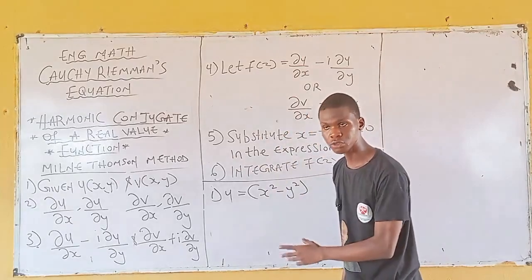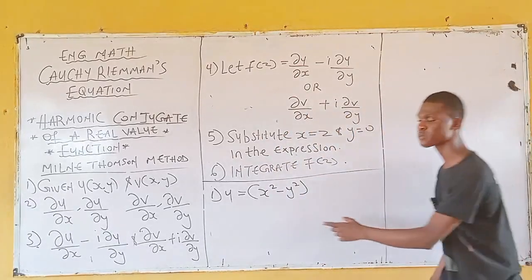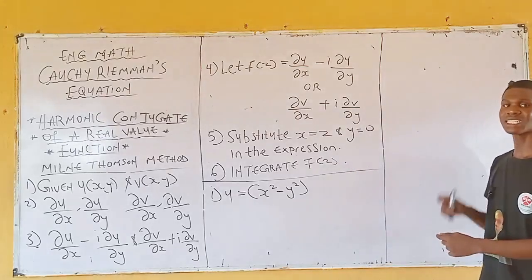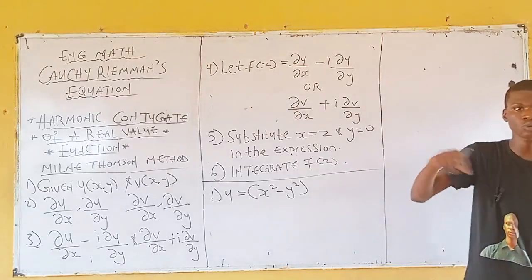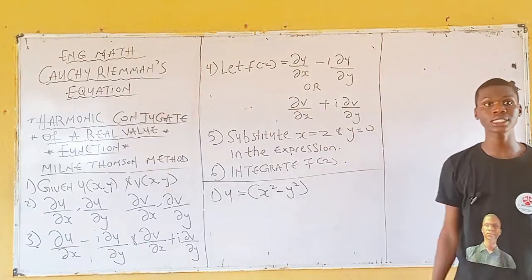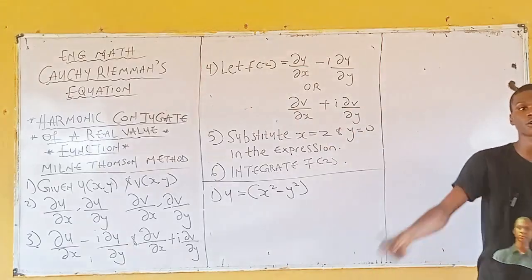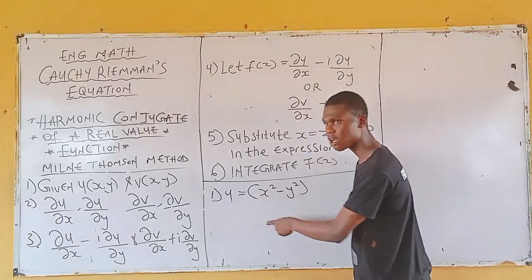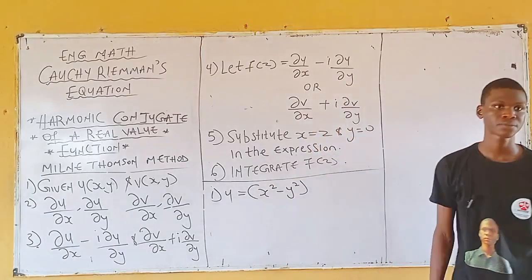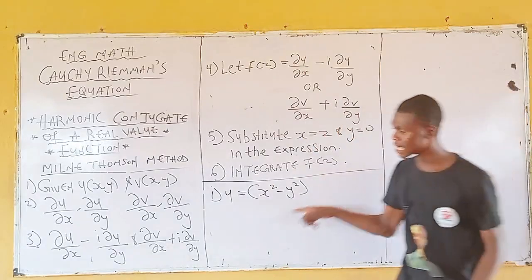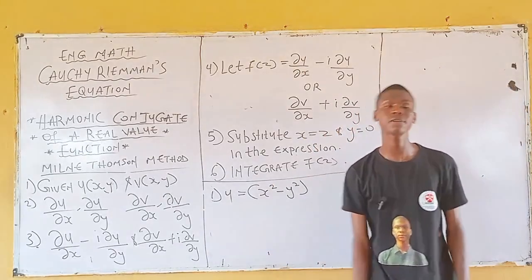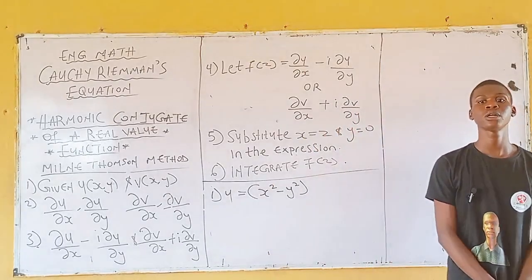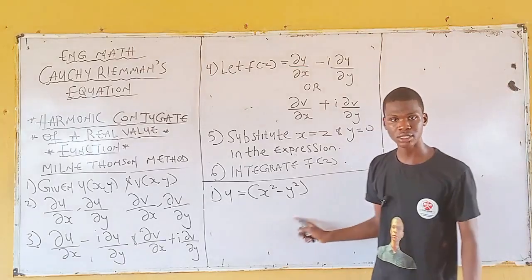By harmonic conjugate, we are saying find the corresponding function v that will satisfy the Cauchy-Riemann equations for the analytic function. Given this real-valued function, what's your first step? Check if it is a harmonic function. You know, this was the previous example.